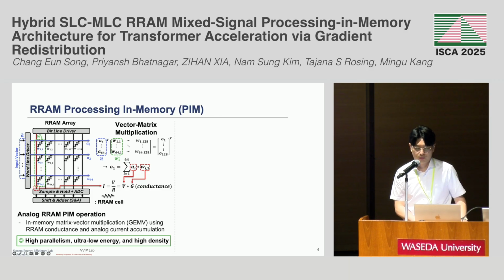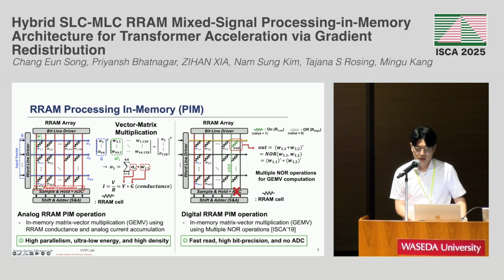Then this operation is exactly the same as the dot product between the input and the weight vector, as in GEMV operations. And since we can turn on many bit lines at the same time, we can improve the parallel computation as well. So the benefit of using this analog RRAM processing in memory architecture is its high parallelism and also ultra low energy consumption with the high density to store the weights.